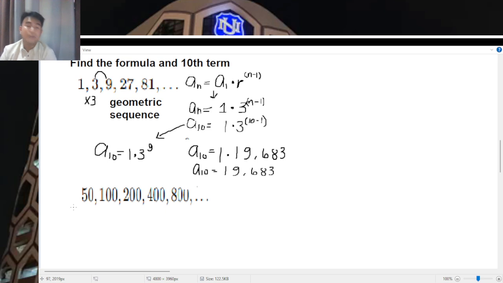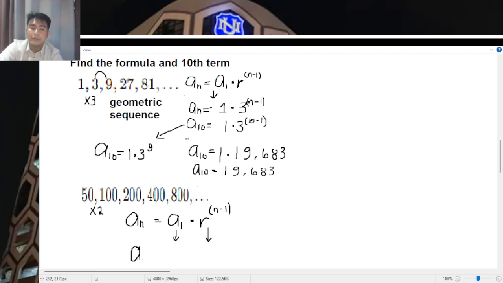Okay. Can you answer? I'm gonna answer it in 5, 4, 3, 2, 1. Okay, this number is being multiplied by 2. So again, if it's a geometric sequence, we're going to have this formula. What formula? a_n is equal to the first term multiplied by the ratio. How much is being multiplied? And there you go.